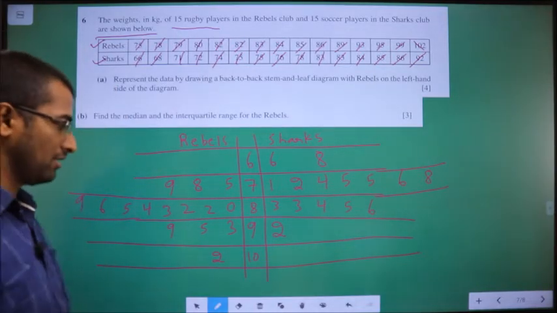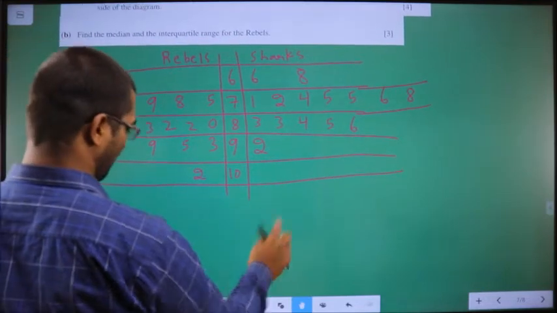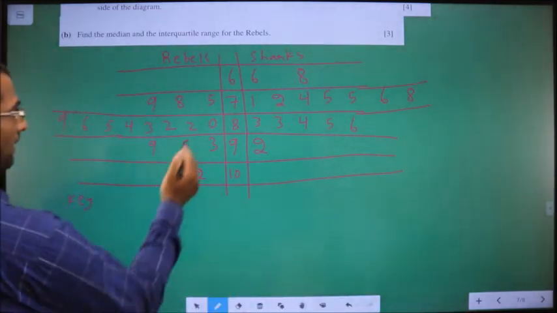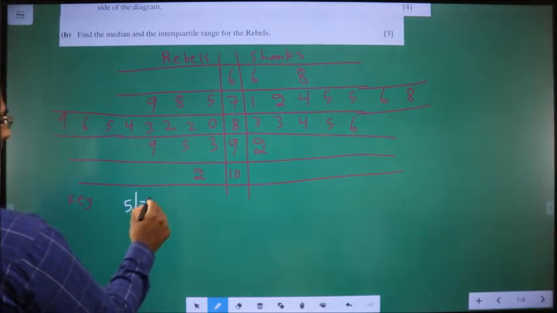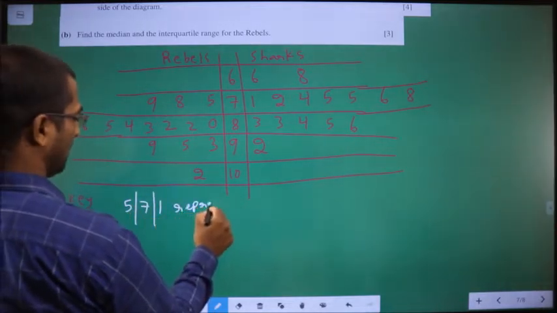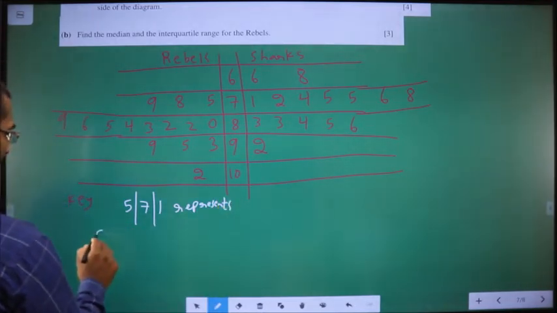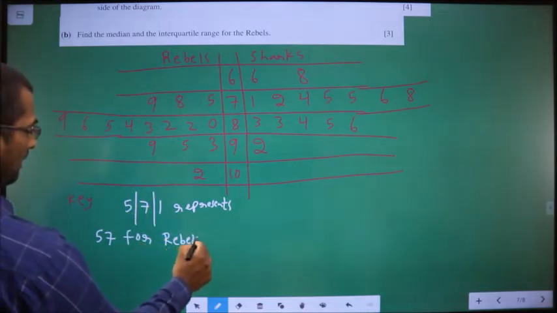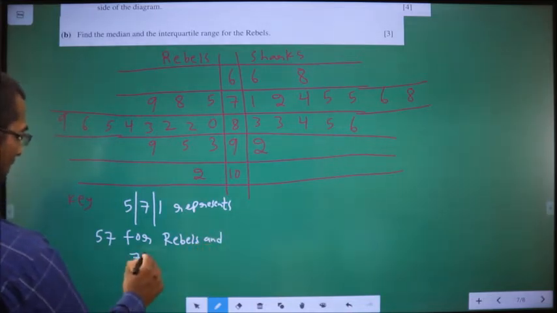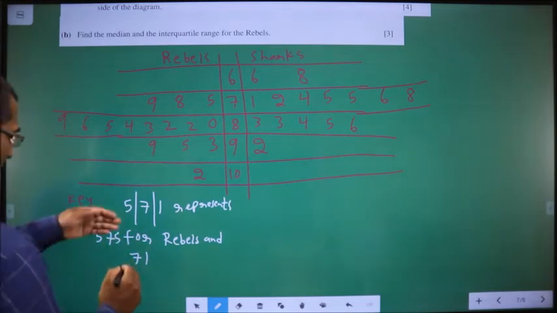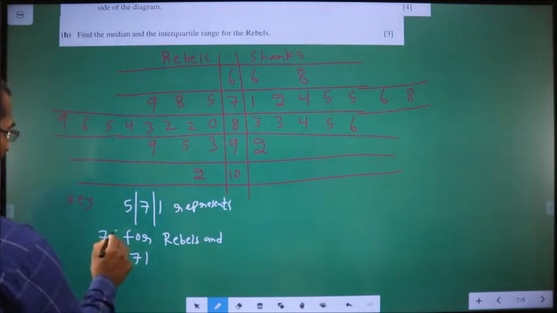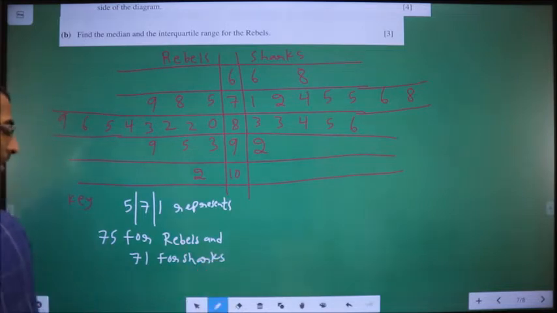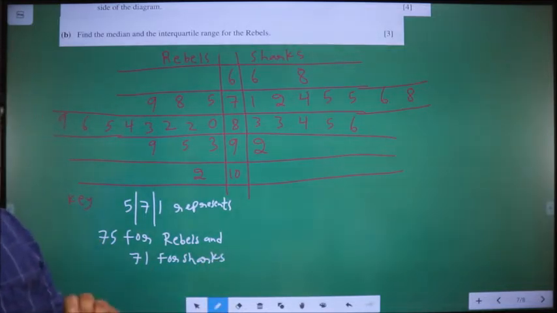We have drawn the stem and leaf, but we should also write the key. So here the key is nothing but, if I take this 5, 7, 1, it represents 57 for this side, Rebels, and, not 57, 75 it is. 75 for Rebels and 71 for Sharks. You should not forget the key.